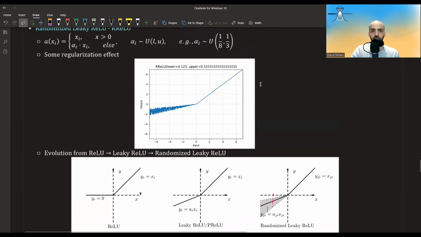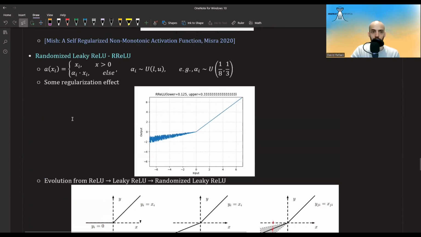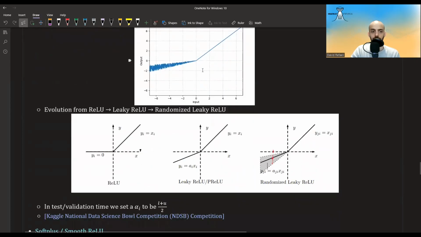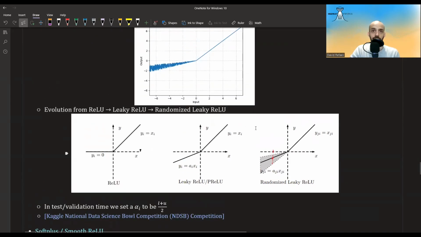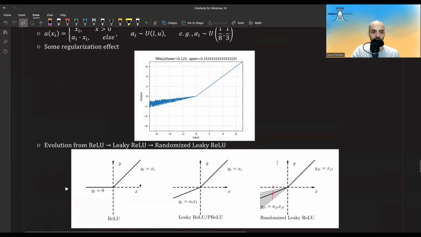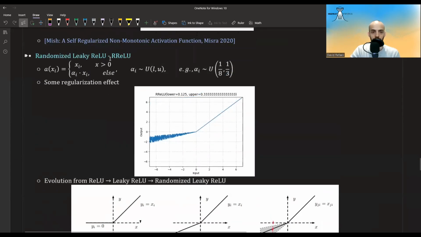There's not so much theoretical understanding of why this helps. It wasn't introduced in a paper, it was actually introduced in a Kaggle competition, which is this Kaggle competition over here. One of the winners of the competition used this, so this seems to have generated interest, and it's now also a known activation function.